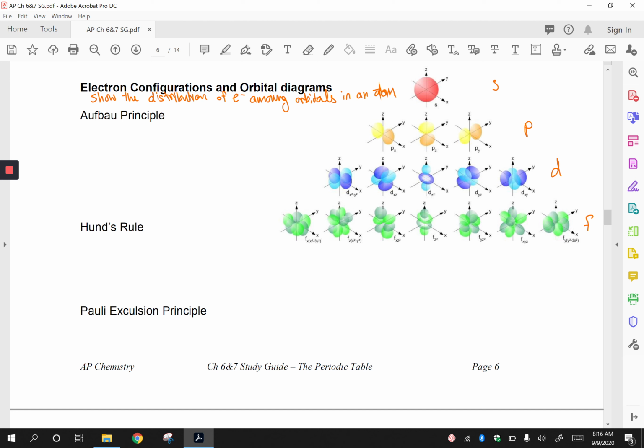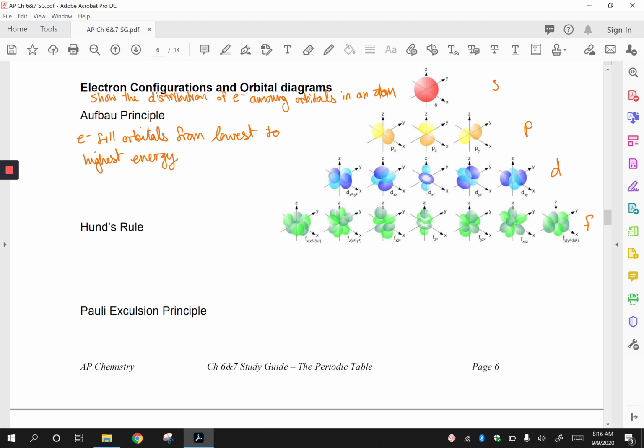Okay, and there are 3 principles that we go by when we are drawing those orbital diagrams or showing those electron configurations. The first one is the Aufbau Principle. Aufbau is a German word that means build up, and we're building up in energy. So basically we are saying that electrons fill orbitals from lowest to highest energy. So we fill them up in terms of energy. We go low to high.